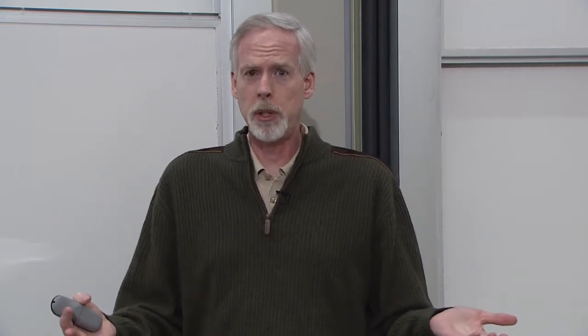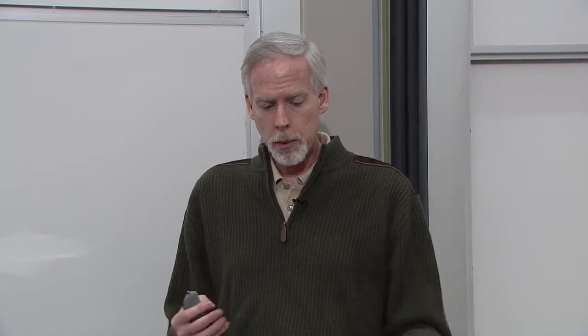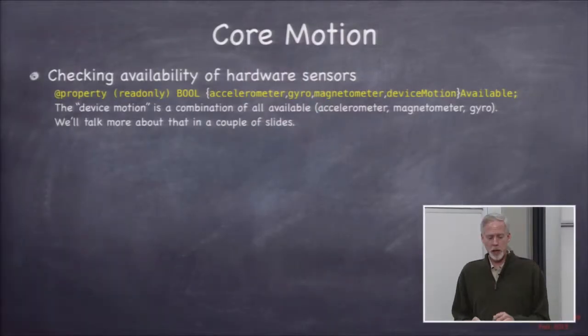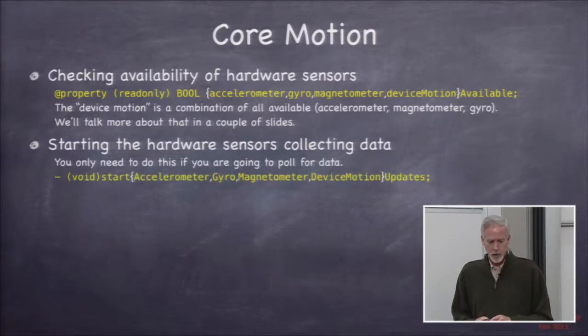So mostly what we're going to focus on is the way of posting a block to a queue. Okay, so how do you check the availability? There are these properties in CMMotionManager called accelerometerAvailable, gyroAvailable, magnetometerAvailable, and then the very important deviceMotionAvailable, and we'll talk about that in a second. How do you start up these sensors? If you don't call startAccelerometerUpdates, it will not give you any updates, and when you poll, you won't get any information that's up to date.